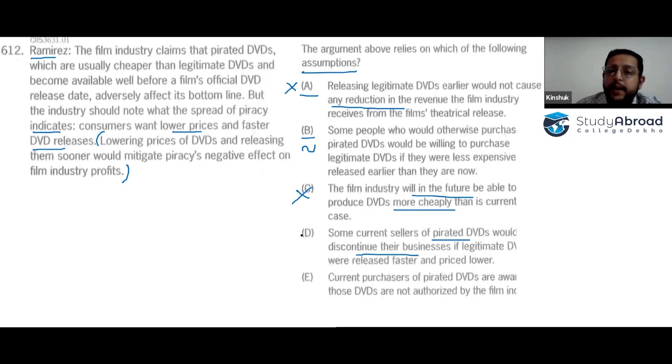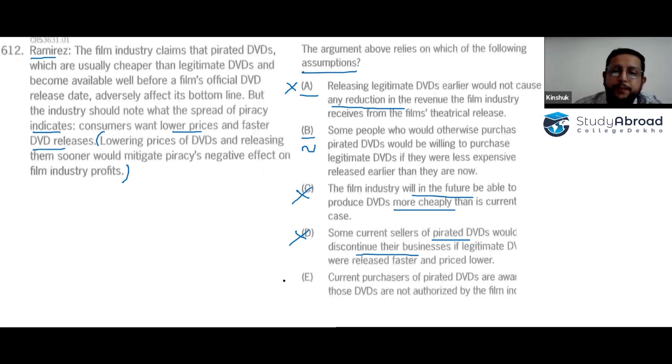Last one. Current purchasers of pirated DVDs are aware that those DVDs are not authorized by film industries. So see, this answer choice is neither here nor there. Okay, so even if it is valid, it has nothing to do with the author's argument. Right. So again, E will not be valid.